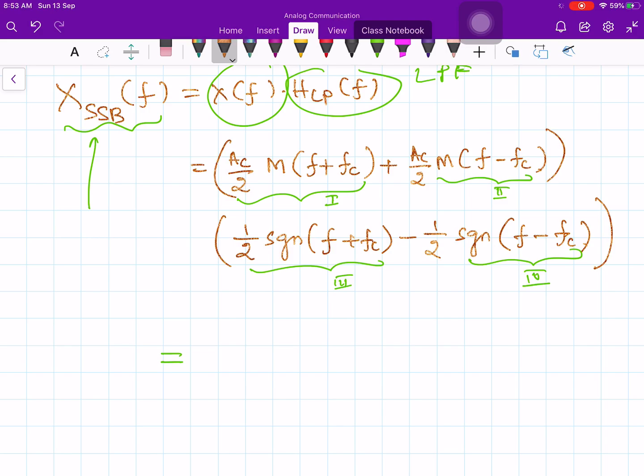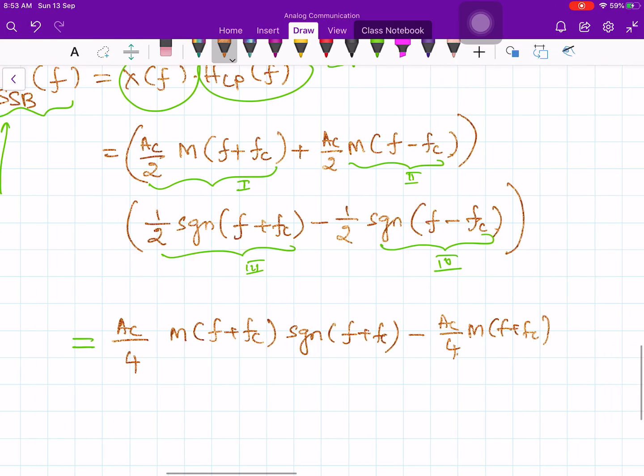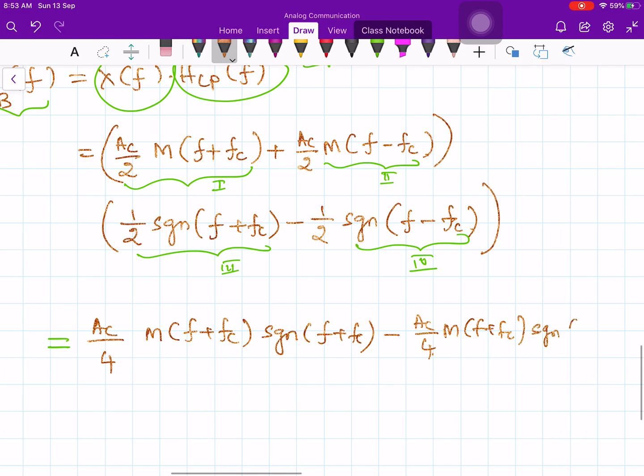So AC times AC by 4 m of f plus fc, then signum of f plus fc. This is my first term. Then minus AC by 4 m of f plus fc, signum of f minus fc. This one belongs to first and fourth term.